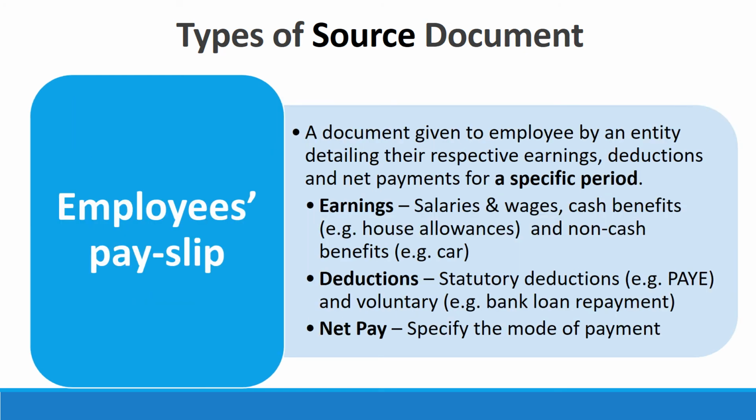An employee's payslip is a document given to an employee by an entity detailing their respective earnings, deductions, and net pay for a specific period. Earnings comprise salaries and wages, cash benefits such as house allowances, and non-cash benefits such as a car. Deductions comprise statutory deductions such as pay as you earn, and voluntary deductions such as bank loan repayment. In net pay, the entity must specify the mode of payment.